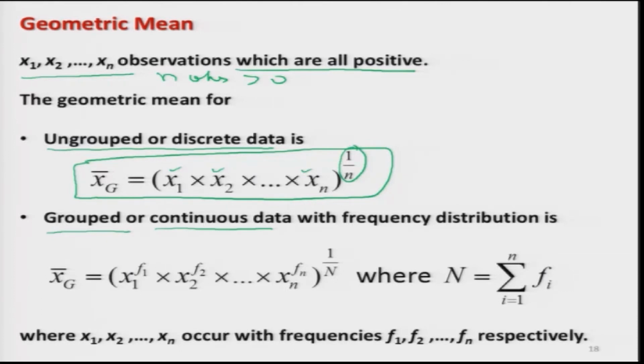Similarly, if you have grouped data in which every xi has frequency fi, then the geometric mean is defined by x1 raised to the power of f1, x2 raised to the power of f2, xn raised to the power of fn, and all these values have to be multiplied. So, this is the product of xi raised to the power of fi, and the power here is 1 upon capital N, where N is the sum of all the frequencies.